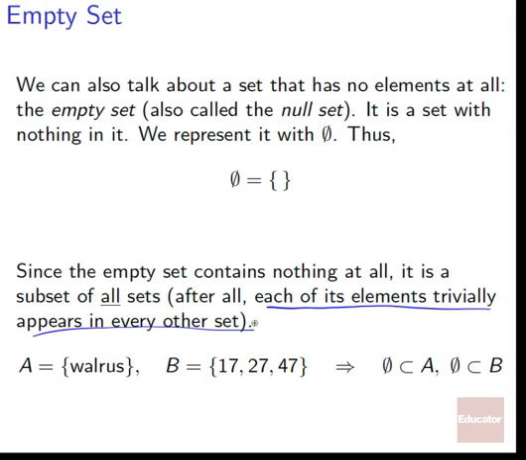The set A equals walrus must have the empty set inside of it because that set has, you know, in a corner, nothing, right? Everything has a little nothing inside of it. B, 17, 27, 47, exact same thing. It's going to also have the empty set inside of it. A and B don't really have any connection other than the fact that they both have empty sets inside of them, because any set at all, even the empty set itself, is going to contain the empty set. Because containing yourself is obvious because it just means you already have yourself there.